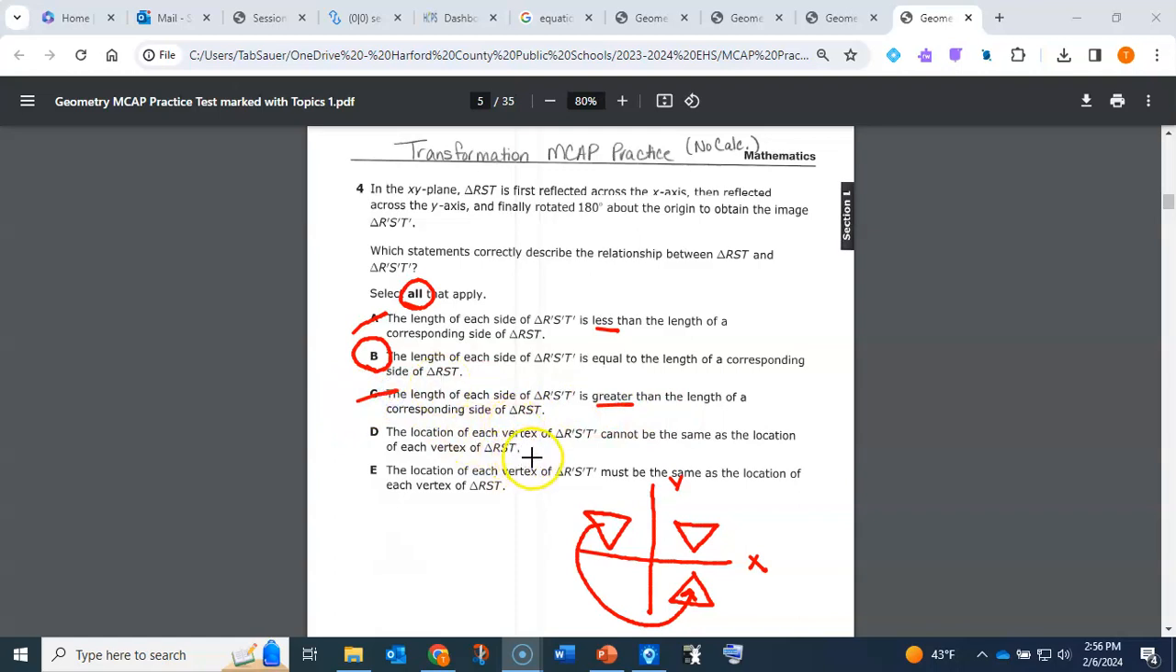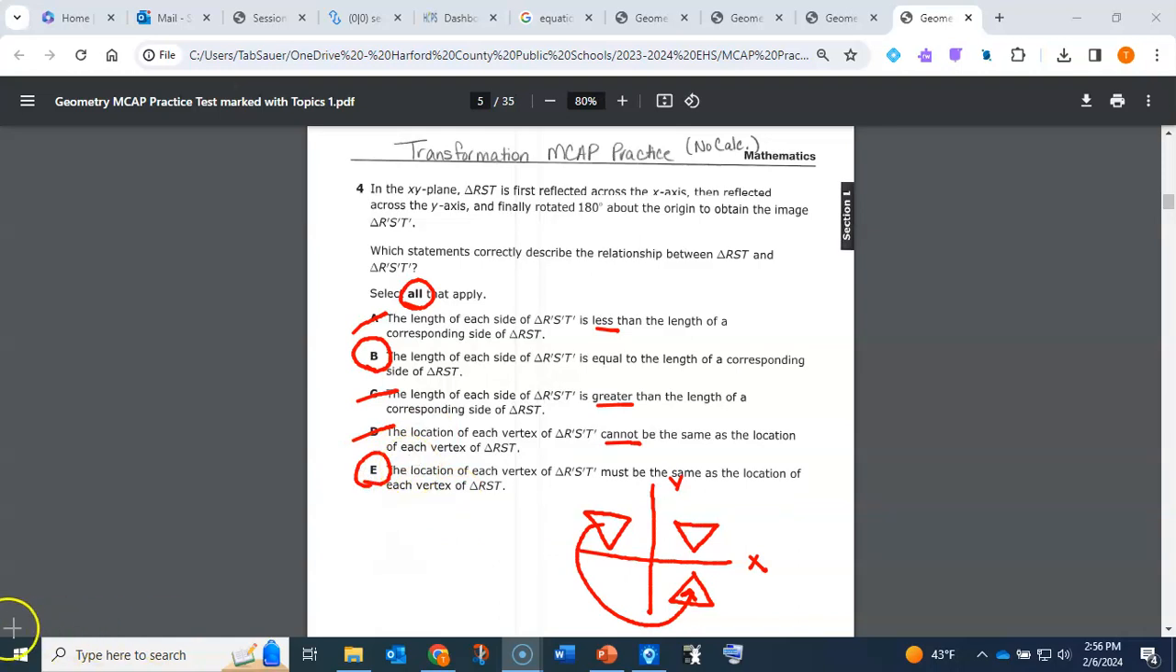D, the location of each vertex of triangle R prime, S prime, T prime cannot be the same as the location of each vertex of RST. That's not true. We just said that since we reflected across the X and reflected across the Y and then rotated 180 degrees, it took us right back to our original position. So each of the vertices are in the same spot as before, and since this one said cannot, that one's out. E, the location of each vertex of triangle R prime, S prime, T prime must be the same as the location of each vertex of RST. That one's true.